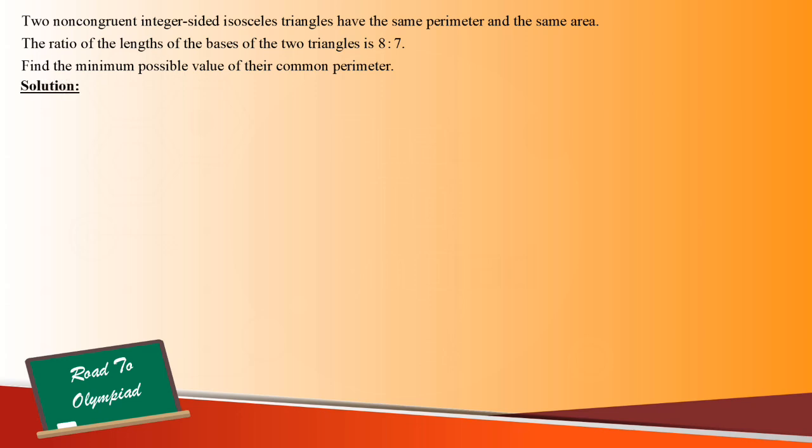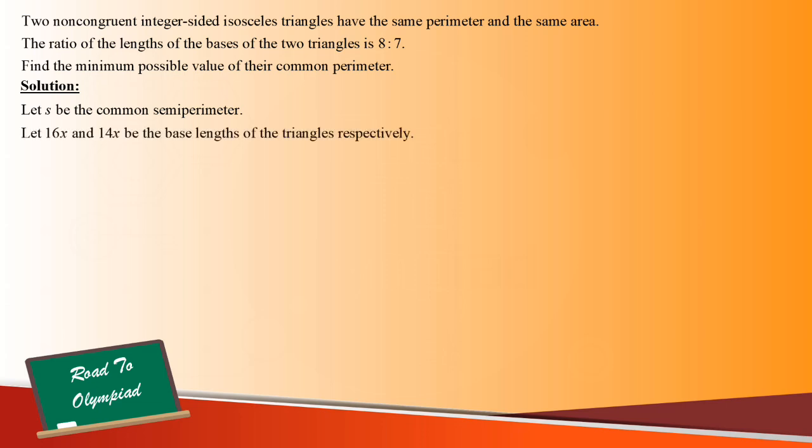To solve this problem, we start by letting s be the common semi-perimeter. Since the ratio of the base lengths is 8:7, we can let the base lengths be 16x and 14x respectively. Here, we choose the lengths to be 16x and 14x rather than 8x and 7x for the ease of calculations in the next steps.